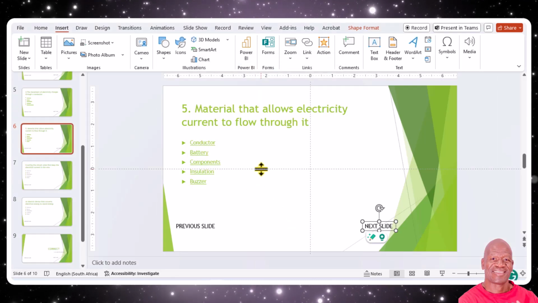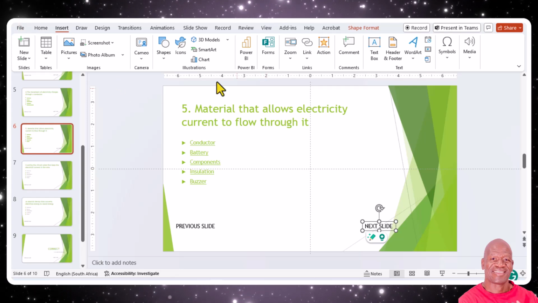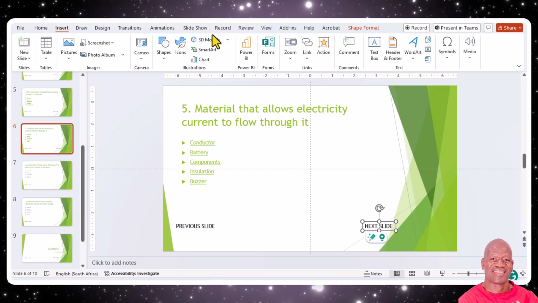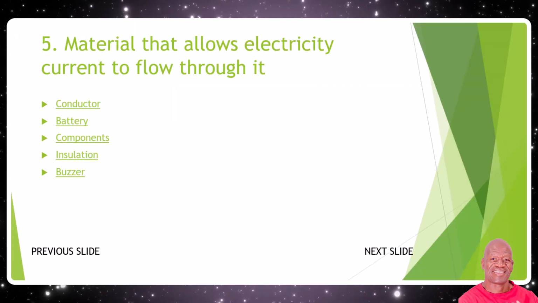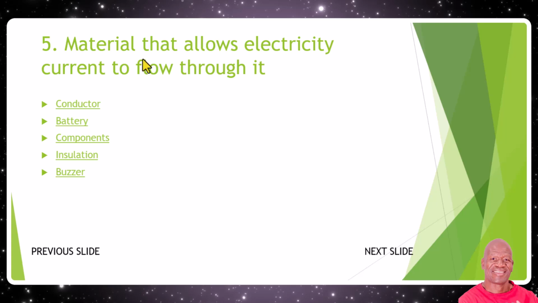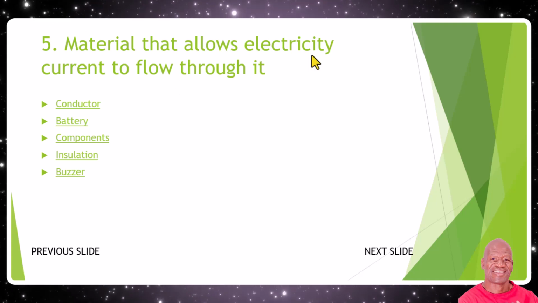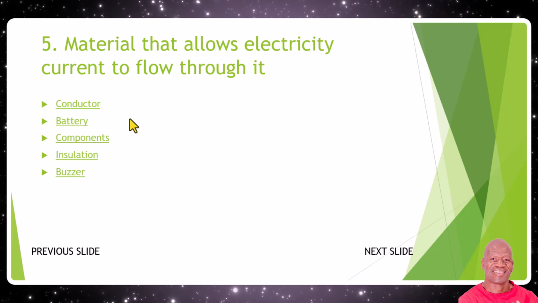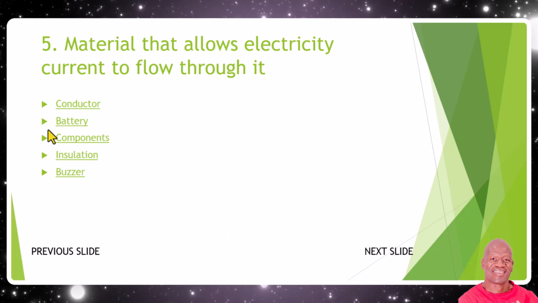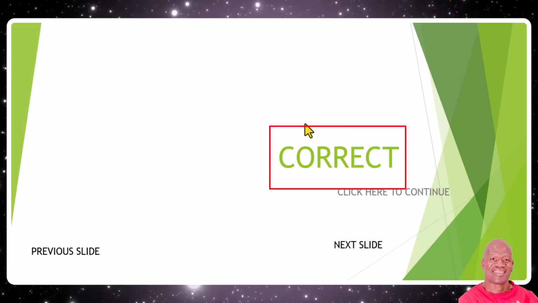Fine, this is where we are now. Let's test it and see. Right, we're going to go to the slideshow mode. Right, we're choosing current slide. We are in this current slide. Here's the question: materials that allow electricity current to flow through it, what do we call that? We call that a conductor. Let's click on it. You see it takes us to correct.